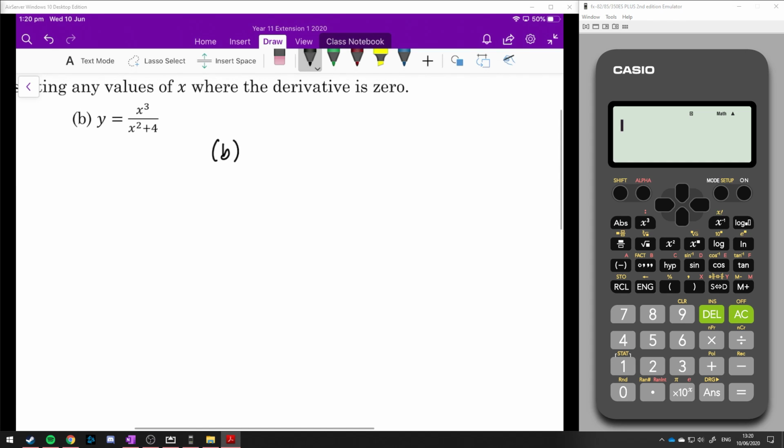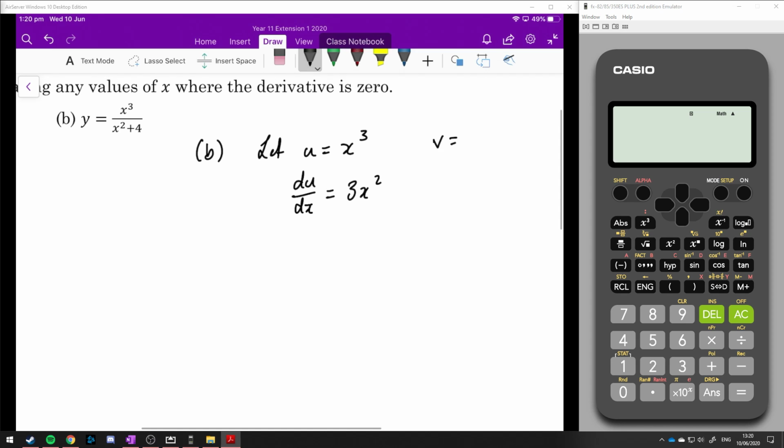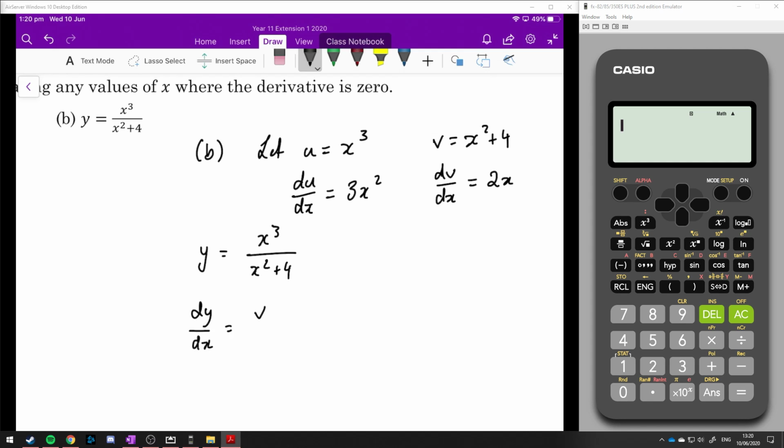Let's do part B, which is a very similar one, but again different. We start by letting u be equal to x cubed, so du/dx is equal to 3x squared. And let v be equal to x squared plus 4, so dv/dx is equal to 2x. If y is equal to x cubed over x squared plus 4, then dy/dx is equal to (v du/dx minus u dv/dx), the opposites of each other, over v squared.